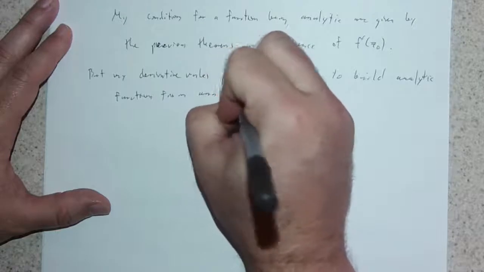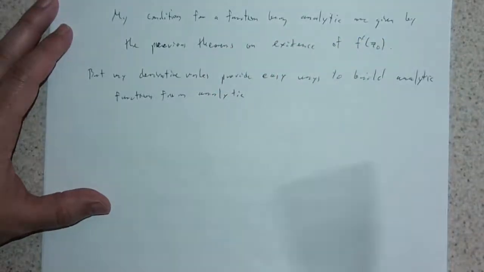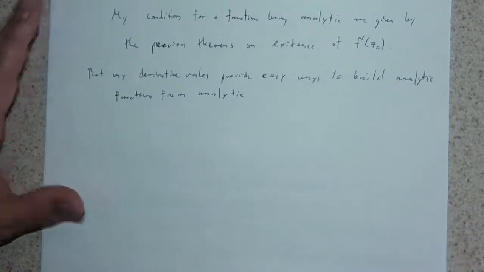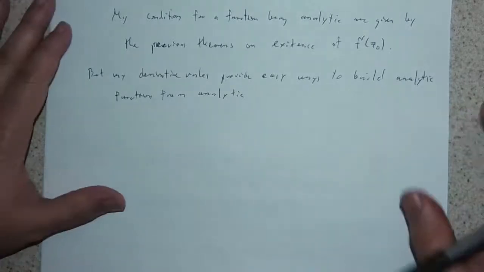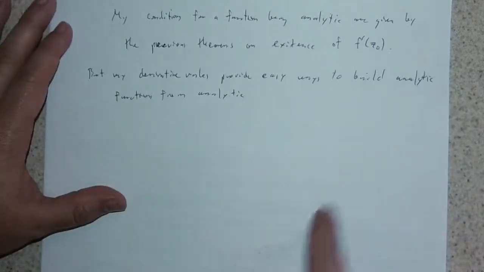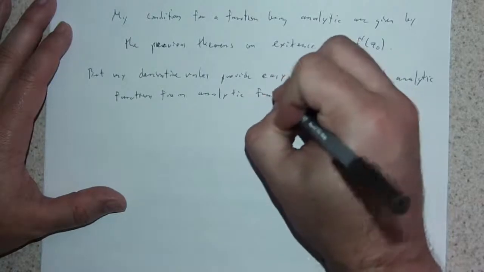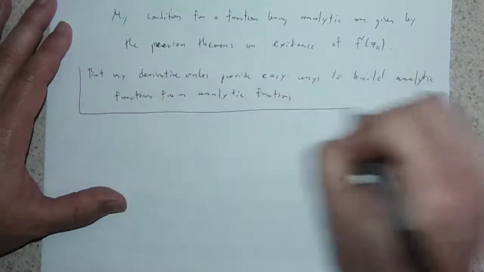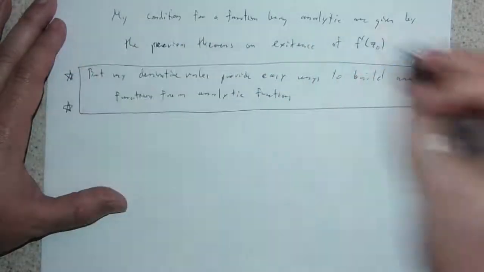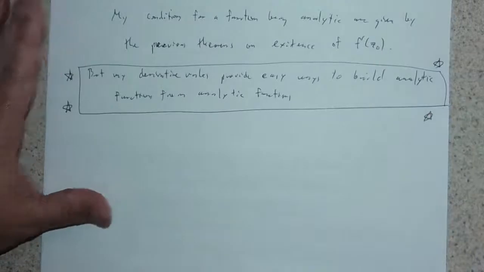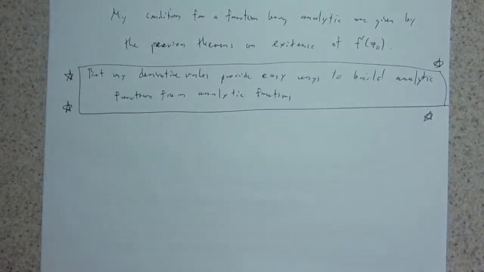So what do I mean by that? Things like the fact that derivatives break up across sums. You can pull constants out of derivatives. You have the product rule, the quotient rule, the chain rule. All those things guarantee you your functions being analytic if you start with analytic functions and you use those combinations. So my derivative rules provide easy ways to build analytic functions from analytic functions. So this is a nice fact. If you're looking for examples of analytic functions on your own, this is one way to build those examples.